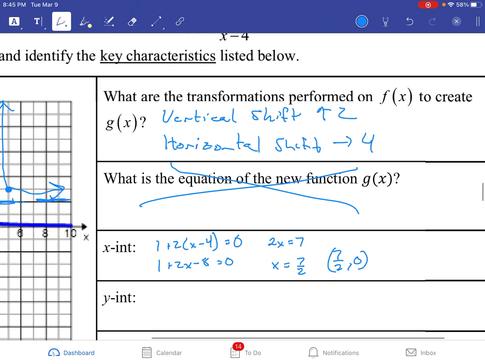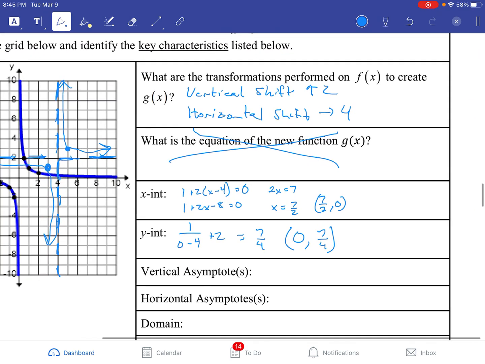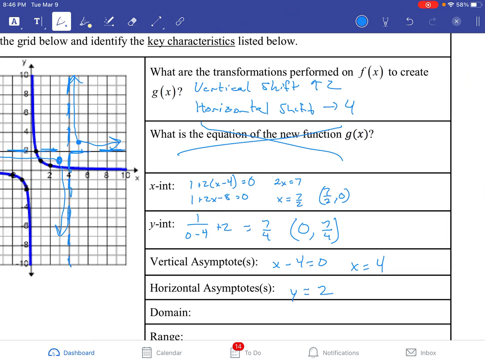My y-intercept, I put 0 in for the x term, so I have 1 over 0 minus 4 plus 2. So I have negative 1/4 plus 2 gives me 7 over 4. So my y-intercept is 0, comma 7 over 4. My vertical asymptote, so I take the denominator, x minus 4, set it equal to 0. So x will equal positive 4. Horizontal asymptote is the vertical shift, so y is equal to 2.